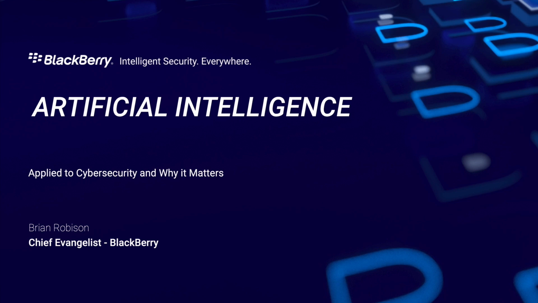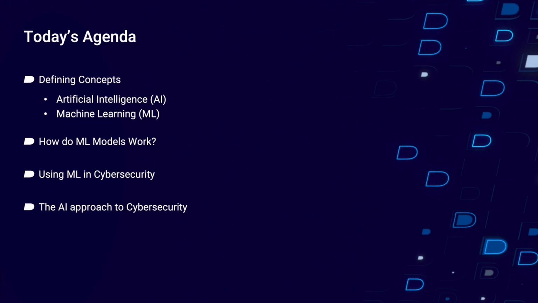Specifically, how it's applied within cybersecurity, and we're going to discuss a lot of elements about how it works. In today's session, we're going to begin by defining some concepts around artificial intelligence and machine learning. We're going to look at, in a general sense, how machine learned models actually work. We're then going to take that theory and apply it to some cybersecurity questions. And then finally, we're going to look at specifically the BlackBerry approach using AI and how we apply it to cybersecurity. So I think you're going to enjoy the session today, and thank you very much for taking your time and attending.